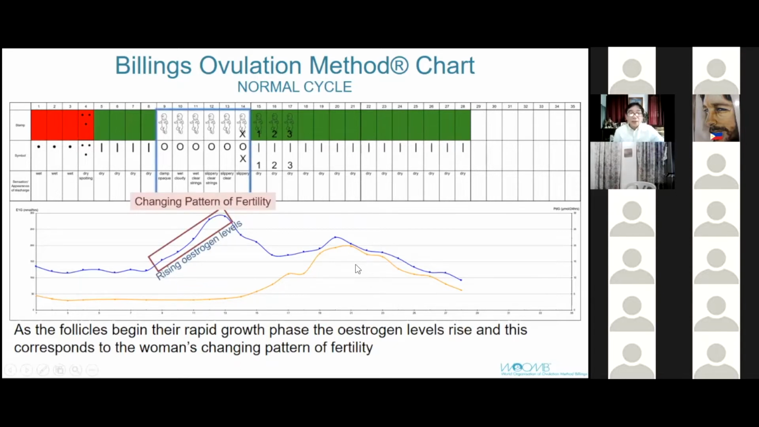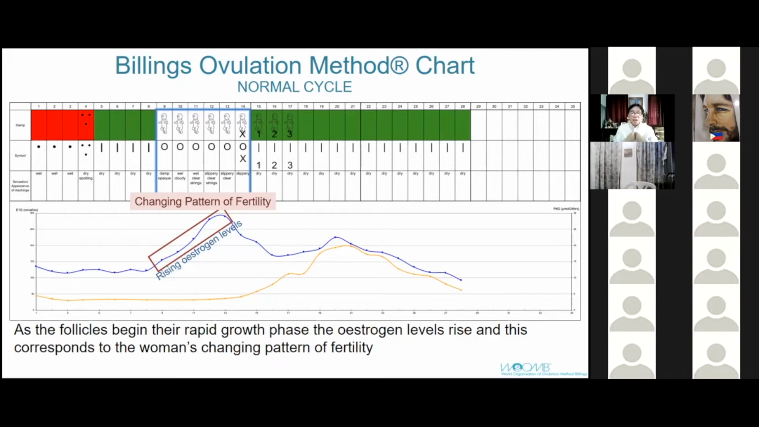And it is happening during the changing pattern of fertility. That is why a BOM teacher could inform her clients, or the one attending in a pre-K na, that kung kayo ay merong mucus na nagbabago mula malagkit patungong mabasa at madulas, it means ang inyong estrogen ay tumataas, tumataas until it reaches the highest point.